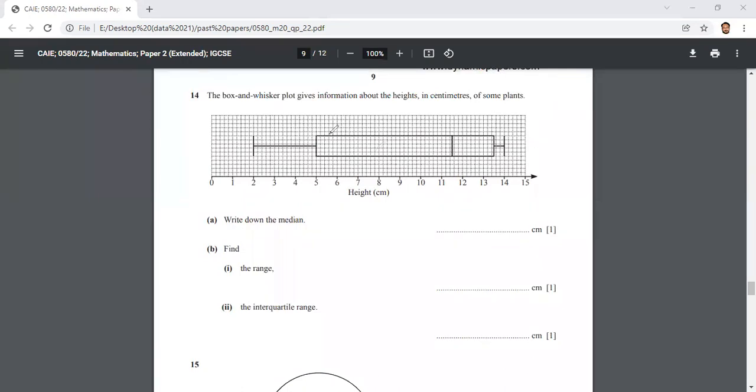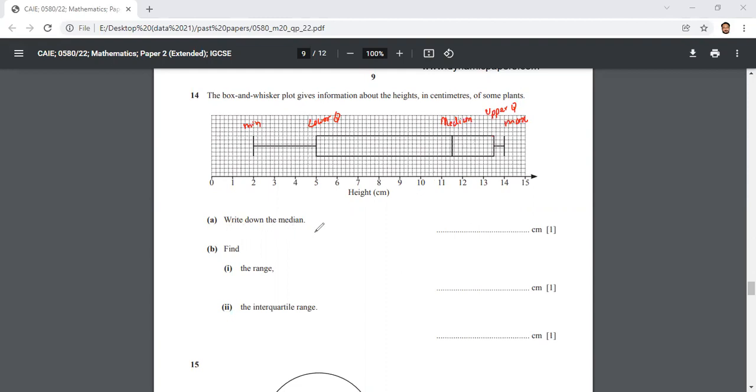So I will write here. Where the line starts, that is your minimum point. This is minimum point. This is maximum point. Remember. And when one box starts, the starting point is lower quartile. Lower quartile. That middle line, it is not exactly middle, but this line which comes between these two lines, that is called median. And where the box ends, that is your upper quartile. Upper quartile.